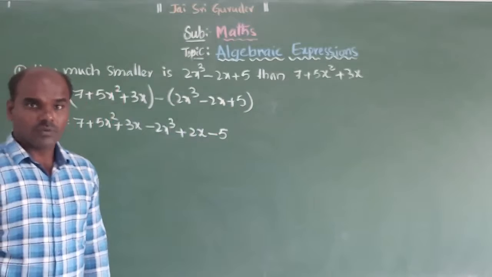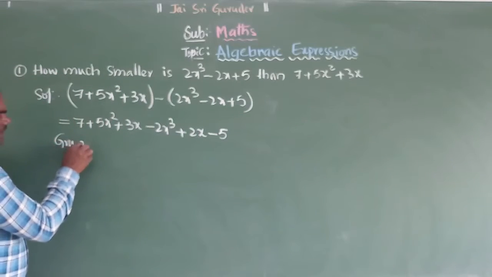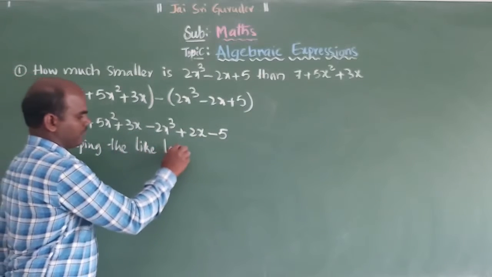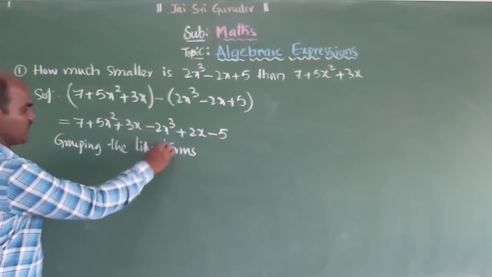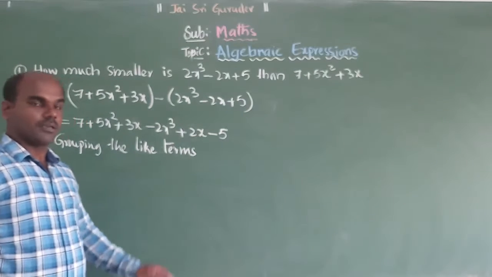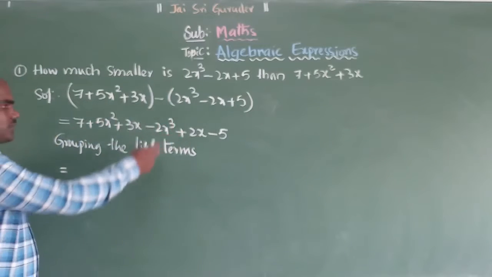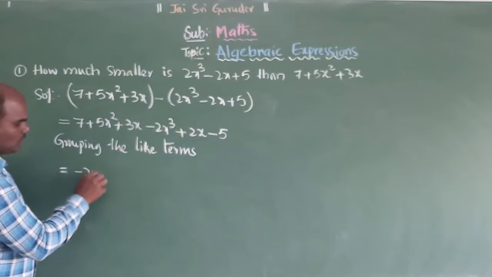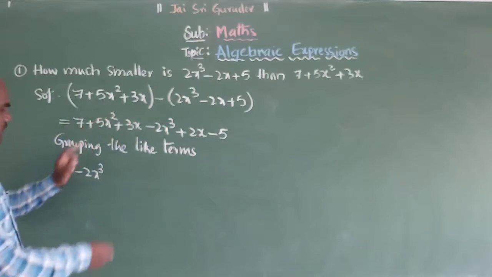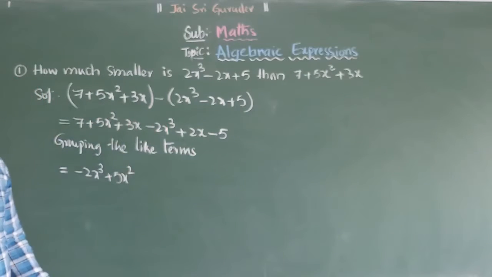Afterwards, we have to group the like terms. While grouping the like terms, first we check the highest power. That is 3, the highest one, so we write that term first: minus 2x cube. Then after 3 comes 2, that is plus 5x square.